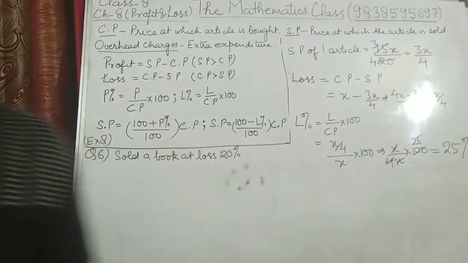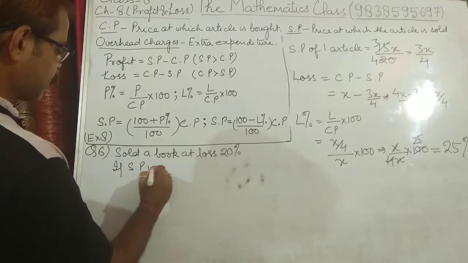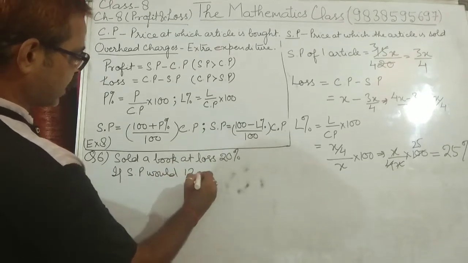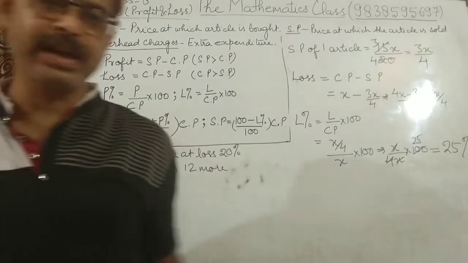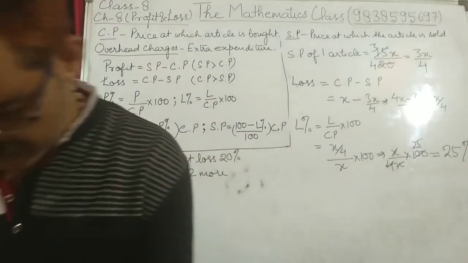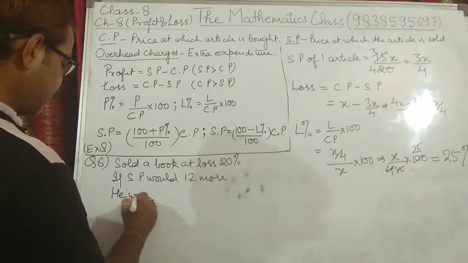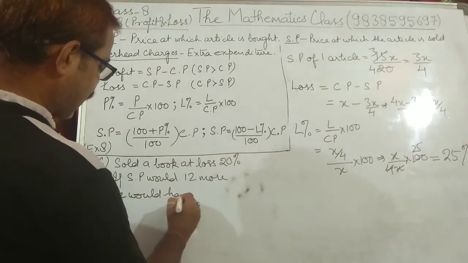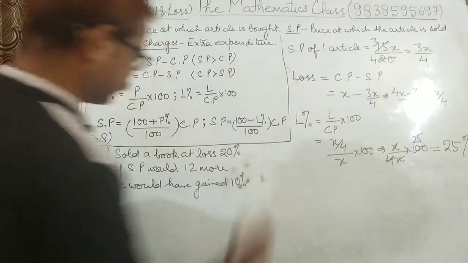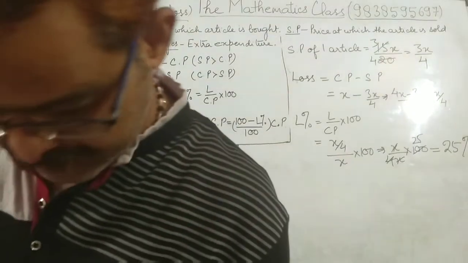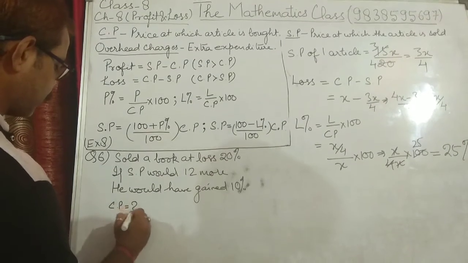If he had sold the book for rupees 12 more, if the selling price of the book would have been 12 more, he would have gained 10%. Find the cost price of the book. You have to find the cost price of the book.